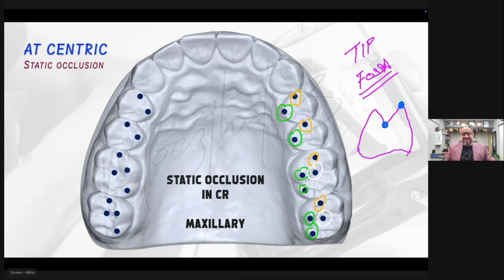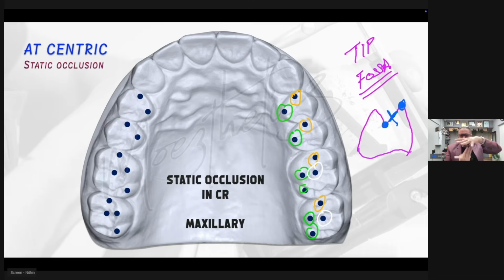What's important to understand about a cusp tip to fossa contact is that your occlusal contacts will either be at the highest point of the tooth or the deepest point of the tooth. Is this making sense? Either at the highest point, which is this, or at the deepest point, which is this. It cannot be anywhere here on this slope. Why can it not be on this slope? Because a slope contact is never a stable static contact. If you contact a slope, you automatically slide from that area and your occlusion changes.